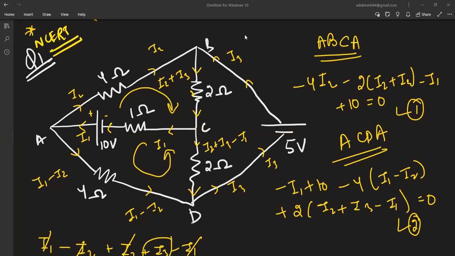It's clear. Okay. Very good. Then coming to the last equation. Let me take it again random. Let's take this as clockwise. So see, this is positive terminal, this is negative terminal.